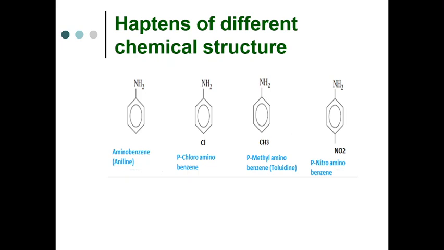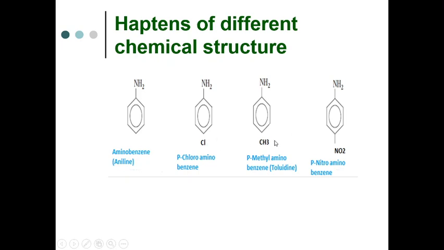Landsteiner took aniline, the same molecule, but now the substitution was with different molecules. One was substituted with a chlorine group, that is para-chloroaminobenzene, the second molecule. The third molecule was substituted with a methyl group, which is para-methyl aminobenzene, also called toluidine. And the fourth molecule was a nitro group, that is para-nitroaminobenzene.